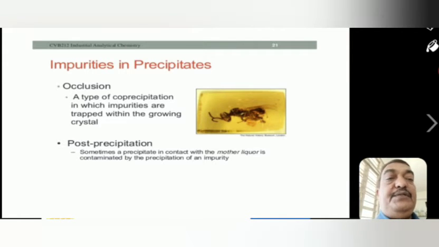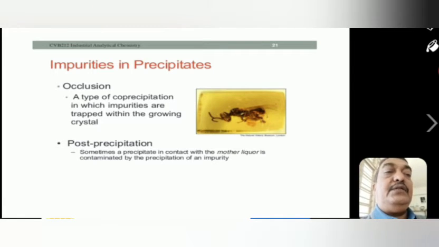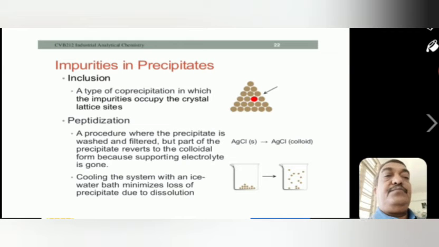So in post precipitation, where the impurities are present either in the precipitating agent, that is the electrolyte, or in the solution itself, we are going to form the side PPT before the original PPT starts. That is called post precipitation. That is another impurity possibility during this process.